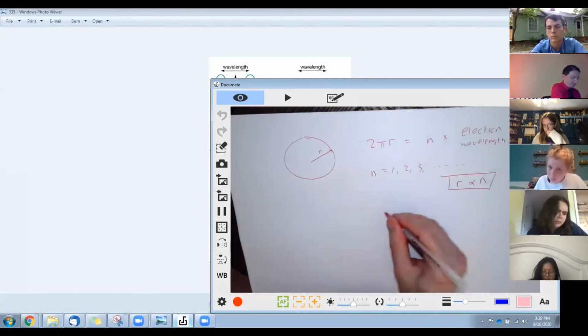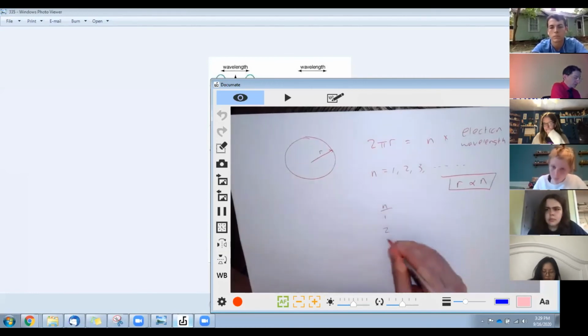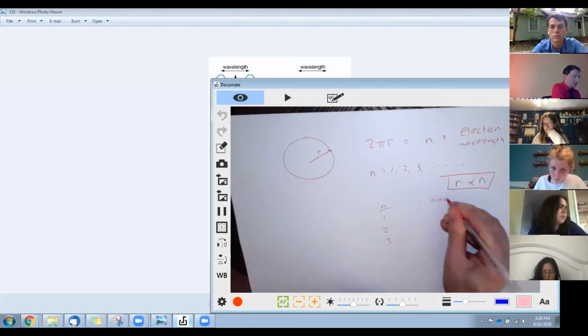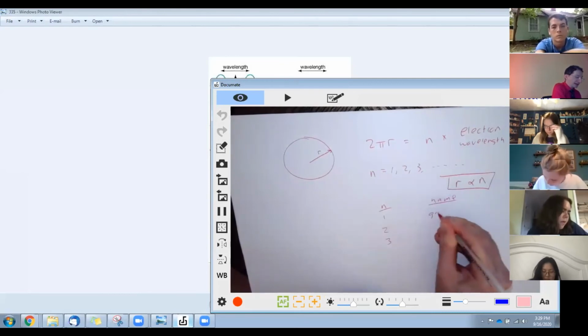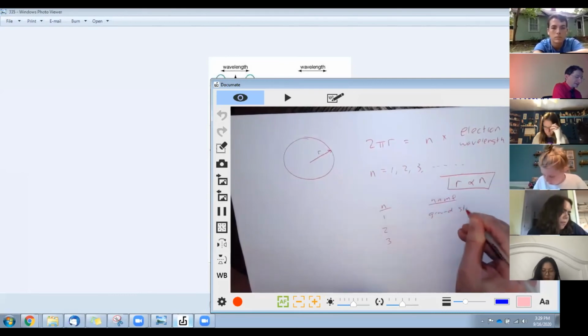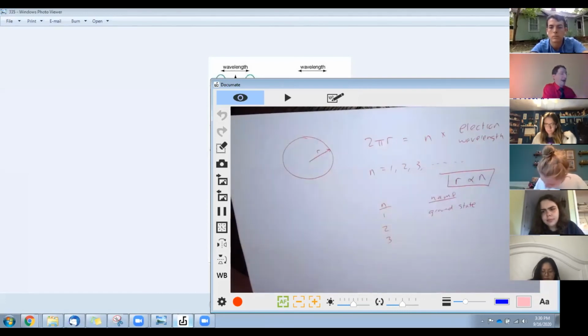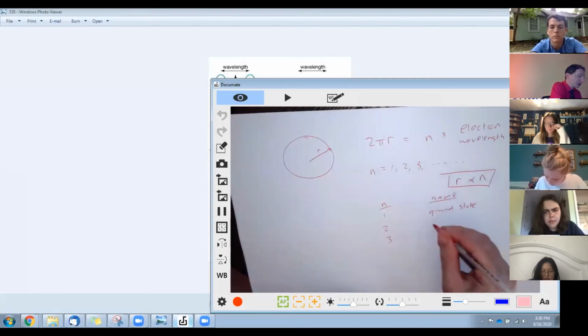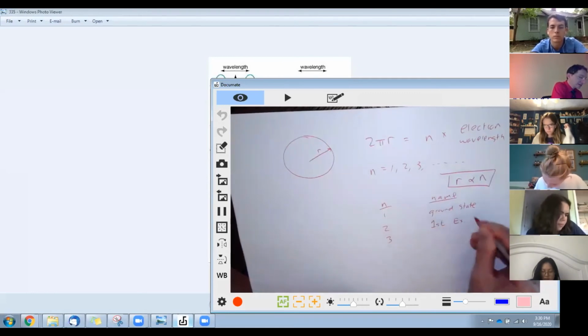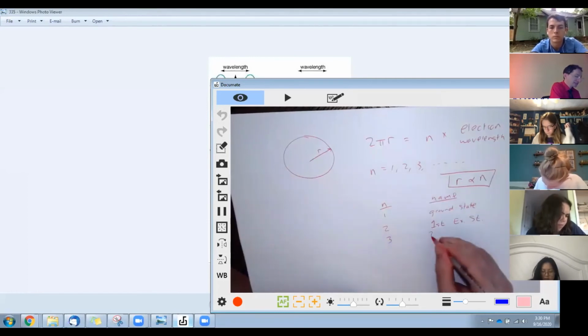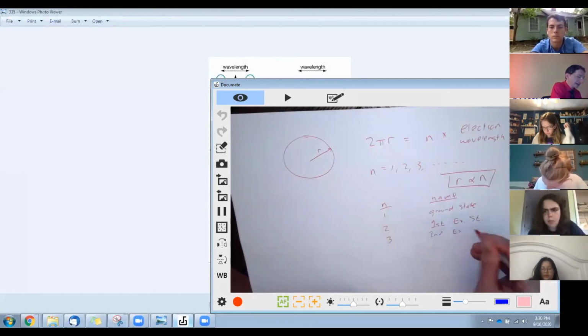So for n of 1, 2, 3, when n is 1, we call that the ground state. It's the lowest energy configuration. That's as close to the nucleus as the electron can be. N of 2 means you're going to be orbiting twice as far out. That's also constructive interference. We call that the first excited state. N of 3 is the second excited state.